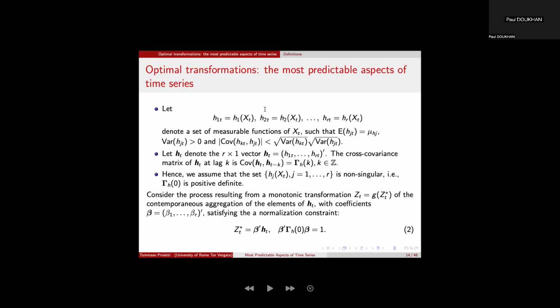I will say in a while what kind of functions I'm considering here, but once these are available, they can be combined linearly into a new process, Z_t star. The linear combination is such that the coefficients are normalized in this way. So that's a weighted linear combination of these functions, so that the betas are normalized in this generalized way.